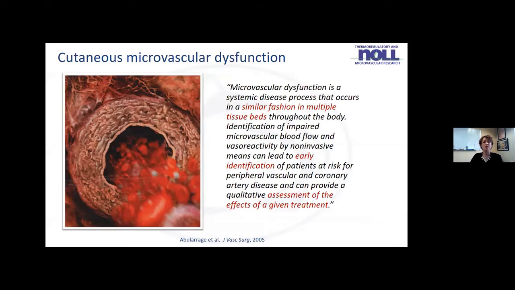So I like this quote: if we look at microvessel dysfunction, it's really a systemic disease process. And this is what makes the skin very useful for examining mechanisms of microvessel dysfunction in humans. Because it is a systemic disease process, this happens in a similar fashion in multiple tissue beds, including the skin. And so it can be very useful for minimally invasive or non-invasive models for early identification of humans at risk for peripheral vascular dysfunction and coronary artery disease. And then we can also look at the effect of a given treatment.